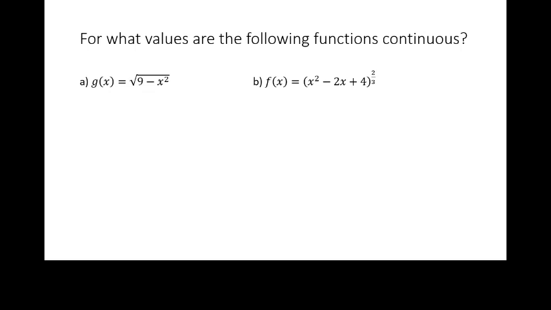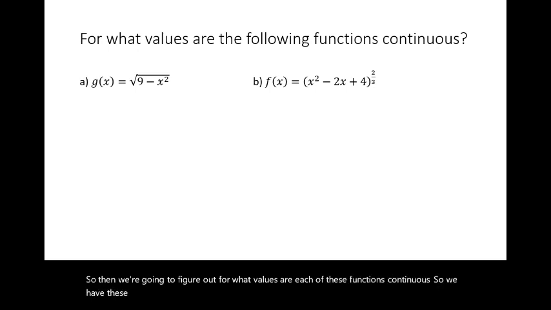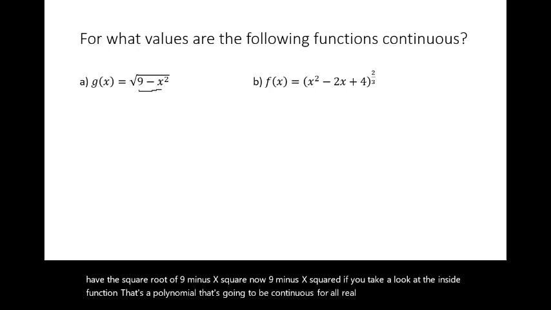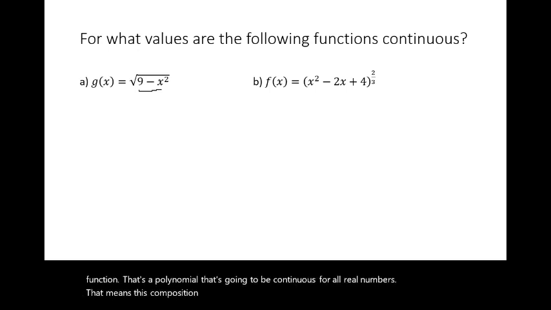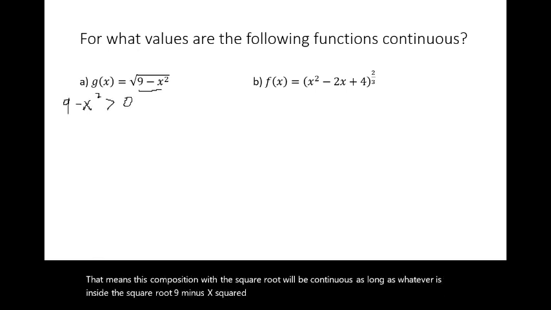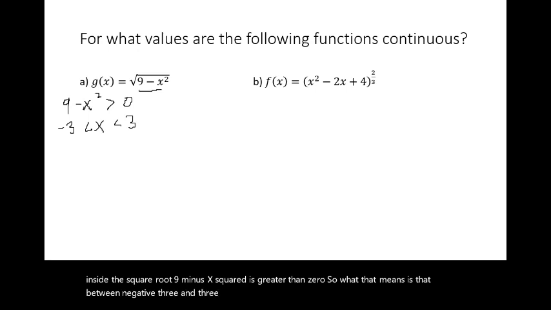So then, we're going to figure out for what values each of these functions is continuous. So we have the square root of 9 minus x squared. Now, 9 minus x squared, if you take a look at the inside function, that's a polynomial. That's going to be continuous for all real numbers. That means this composition with the square root will be continuous as long as whatever is inside the square root, 9 minus x squared, is greater than 0. So what that means is that between negative 3 and 3, this function is going to be continuous.